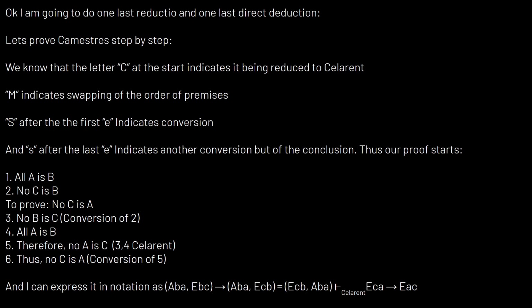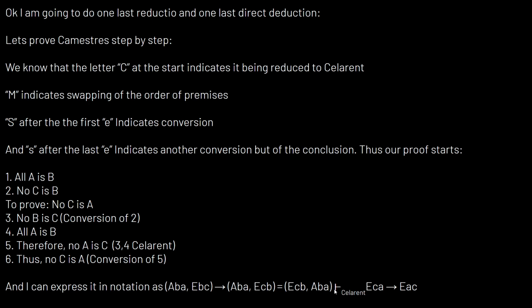Thus our proof starts, all A is B, no C is B. To prove that no C is A, and remember we have to convert, therefore we go no B is C. And the reason why we repeat premise 2 into 3 is because we have to swap the order. So no B is C, all A is B, therefore no A is C. Notice how it's Celarent because the middle term B here is in no B is C and all A is B, both first subject then predicate. And thus we can validly conclude, therefore no A is C. But remember, we have to convert the conclusion again because of the S, therefore no C is A. And that's how we prove the original conclusion.